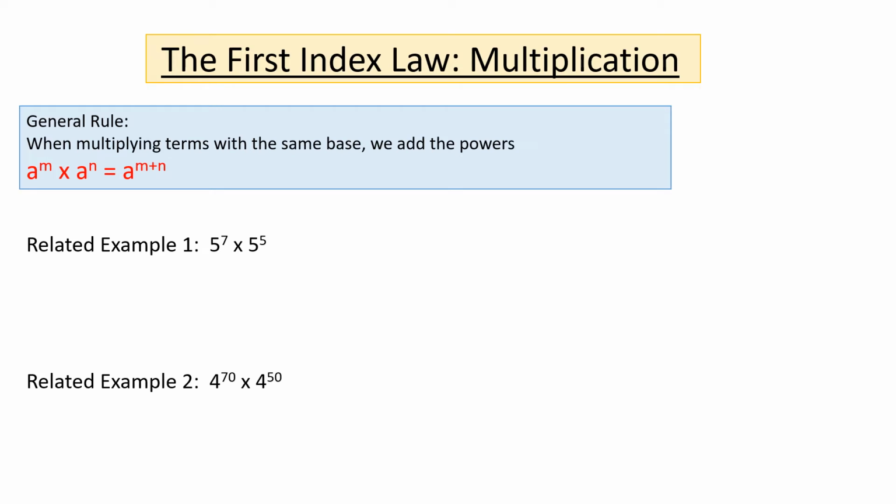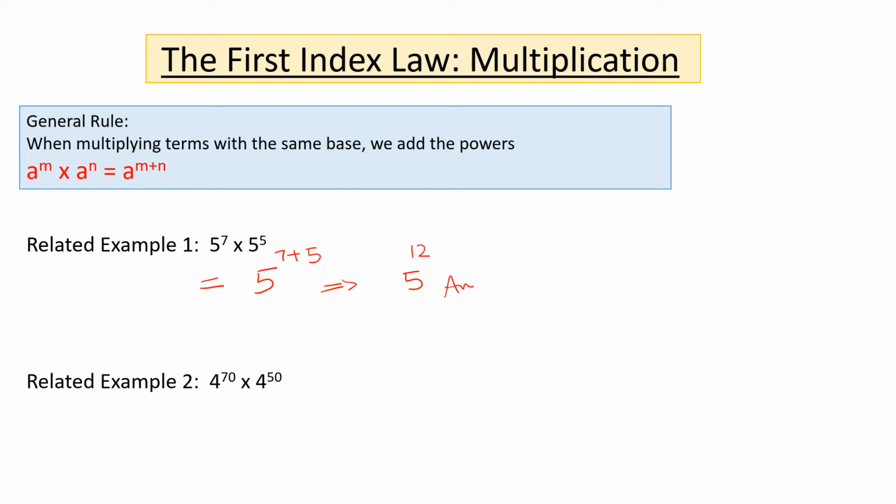When we solve the related examples, for example, I have 5 raised to the power 7 times 5 raised to the power 5. So I'm going to add the powers, which is 7 plus 5. I will write my base as it is, and then 5 raised to the power 7 plus 5 is 12.